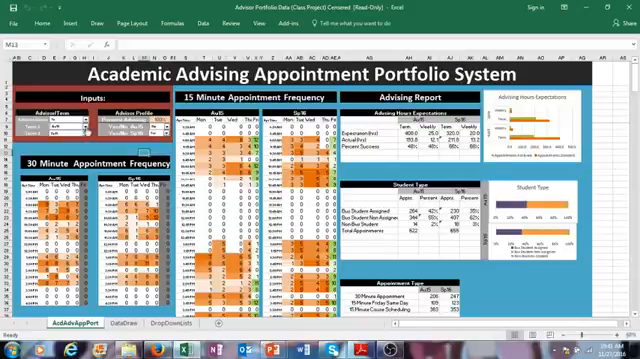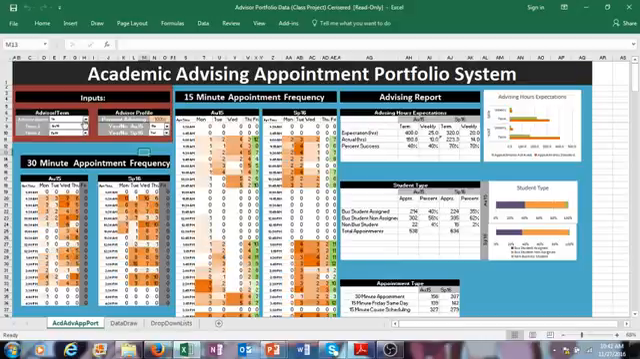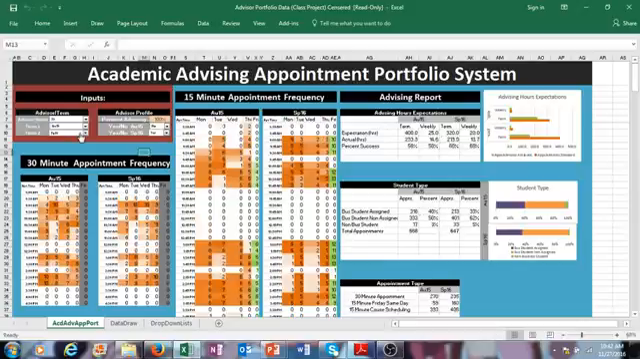Now, if we change which advisor we're looking at, that's going to change what the appointments look like. So if I switch to advisor 3B, then that's going to change the array of what their times were that they met with students, because each advisor is meeting with different students at different times. I'm going to go back to 1A.